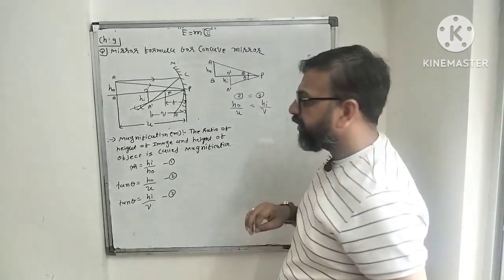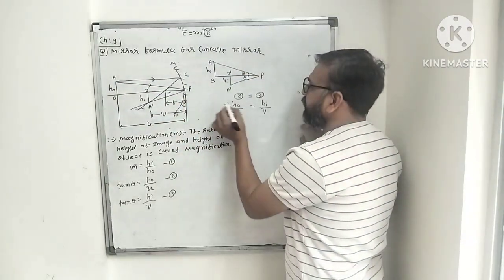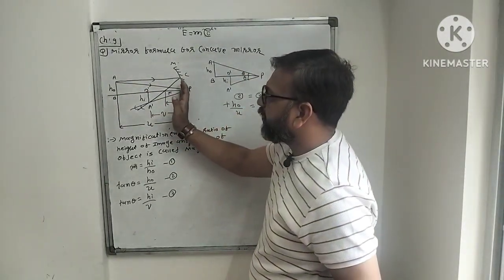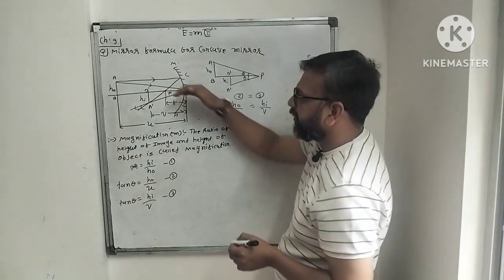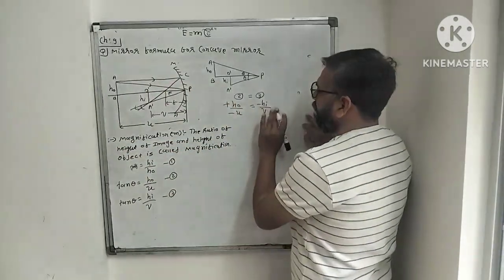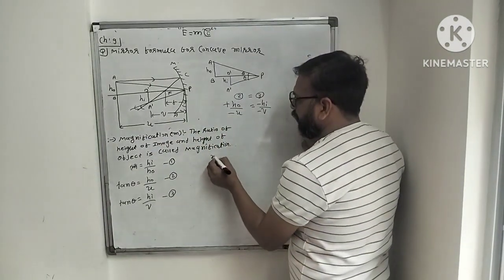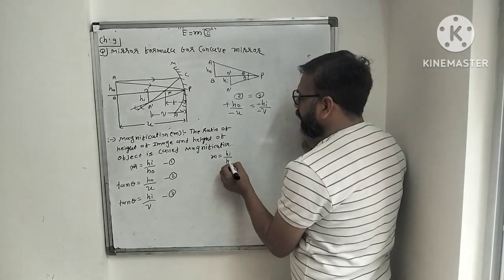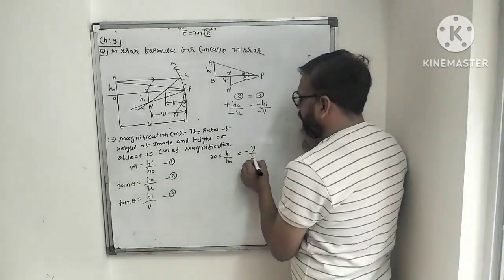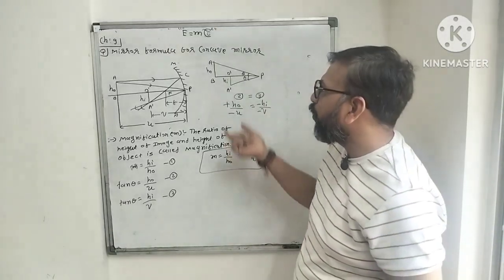Now we use sign convention. Height of object is erect, that's why positive, and U is on the other side of the pole, negative. Height of image is inverted, negative, and the image distance is also negative. So the negatives cancel. So magnification HI upon HO equal to minus V upon U. This equation is for the concave mirror.